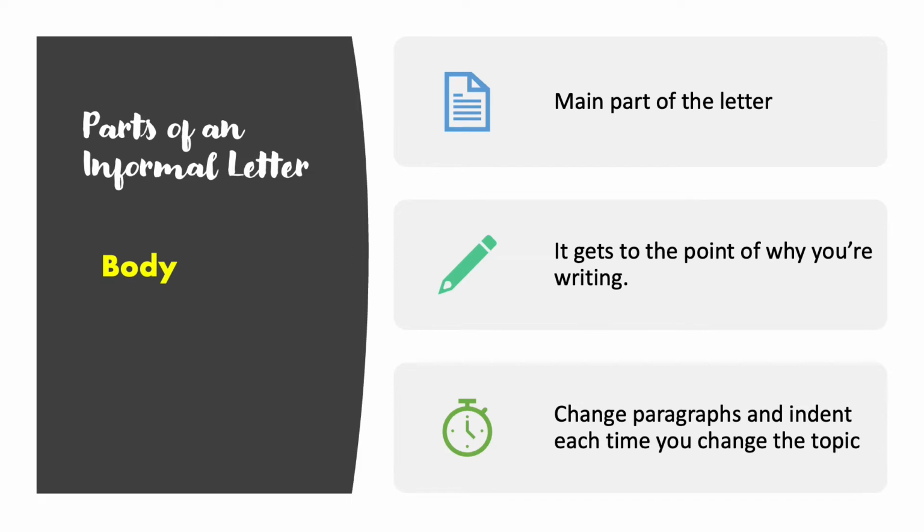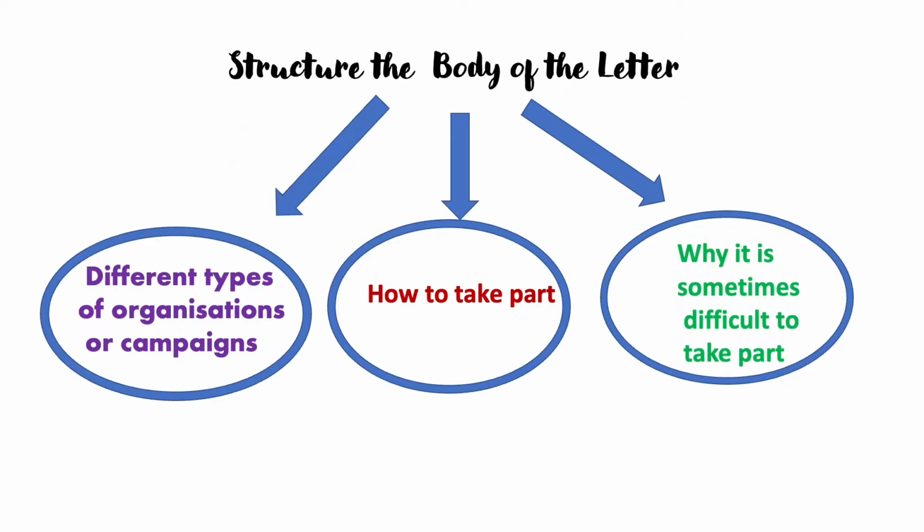Then comes the main and the longest part of your letter, that is the body. It gets to the point of why you are writing, and you need to change paragraphs as you change the topic. According to this letter, we need to structure the body in 3 paragraphs, one for each rubric. Para 1 should consist of different types of organizations or campaigns, Para 2 talks about how to take part in such organizations or campaigns, and Para 3 is about the barriers to taking part.